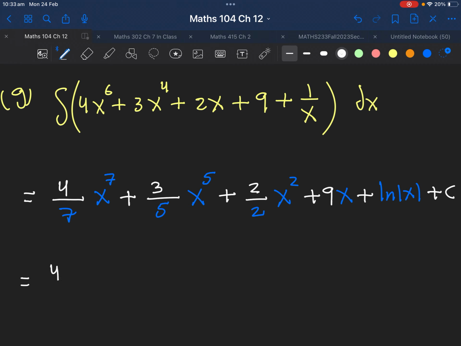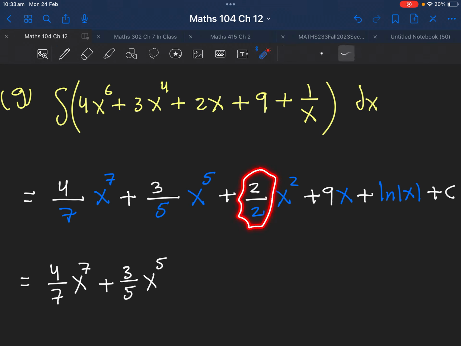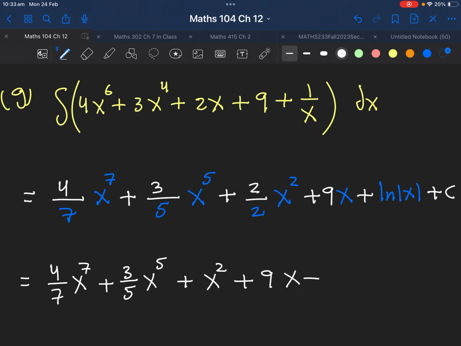So the final answer, if there is simplification, we need to write it down. If there is no simplification, just keep the fraction. Now here we have a simplification. 2 with 2 get cancelled, so you will just get plus x squared plus 9x plus ln absolute x plus c. And that's the question here.